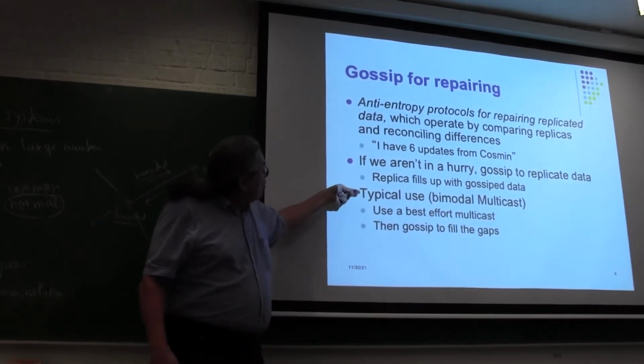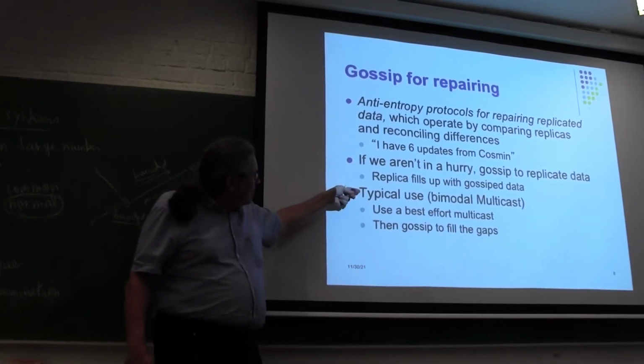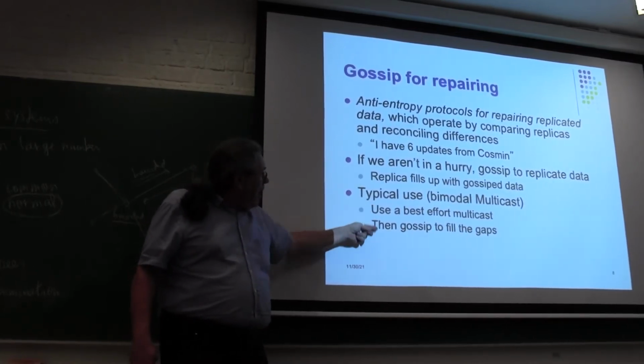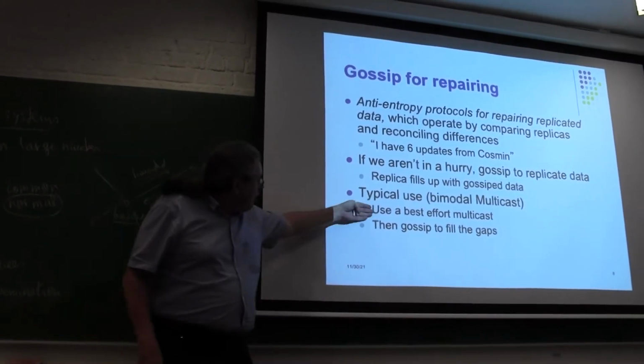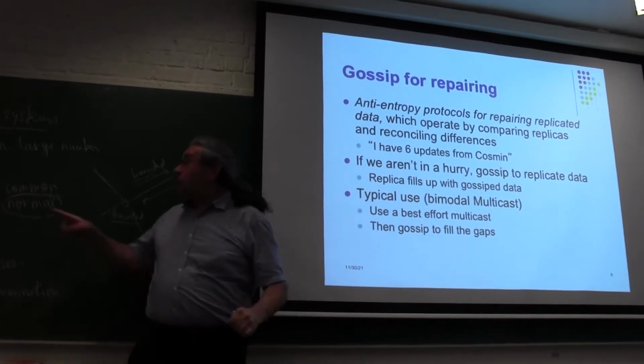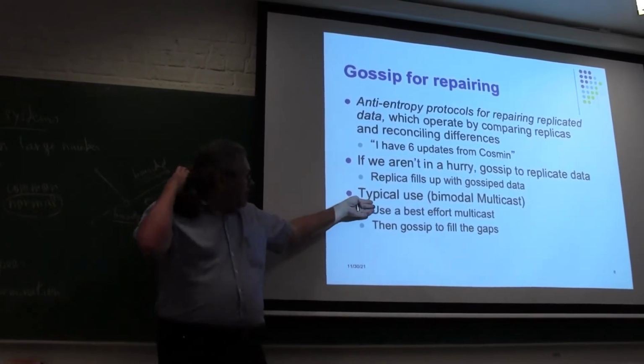And here's a third typical use: you have algorithms that have 2 parts. You have a small part, like what we saw, the small, best effort, whatever.